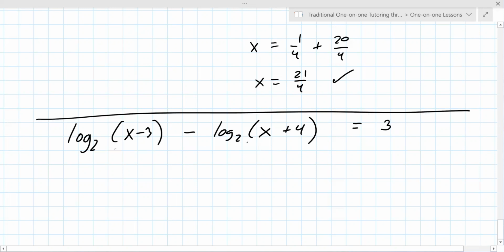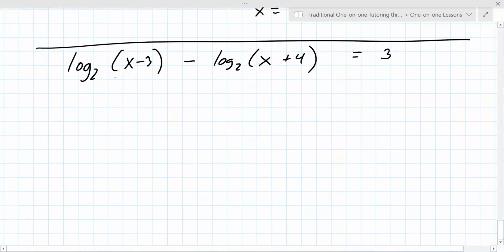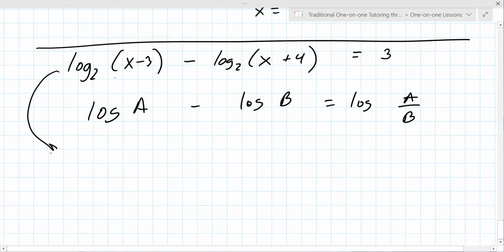Yeah. Just give me a minute here to explain this, because I worry that you will see something like this. We're going to use the property log A minus log B equals log A over B. So this line becomes log base 2 of x minus 3 over x plus 4. So x minus 3 is your A, x plus 4 is your B, it goes down here, equals 3.